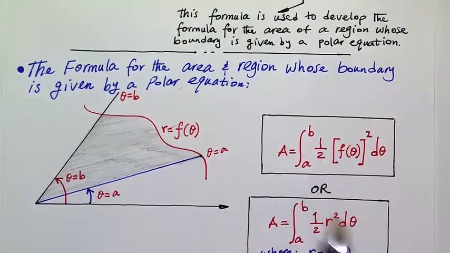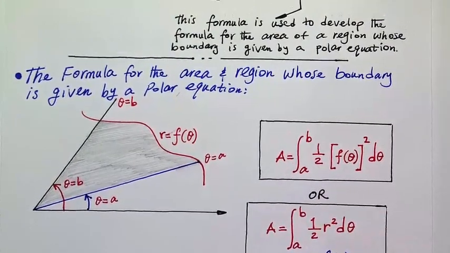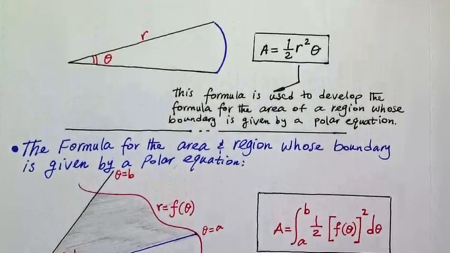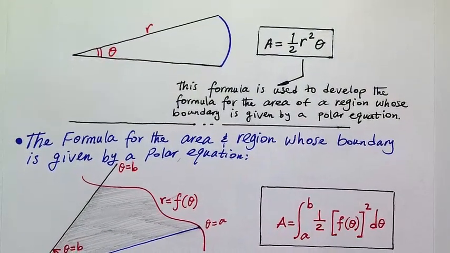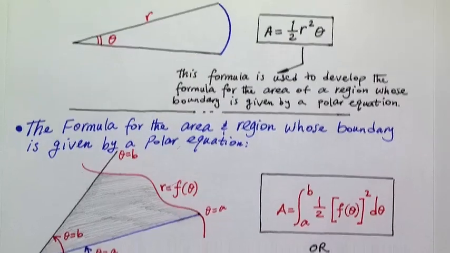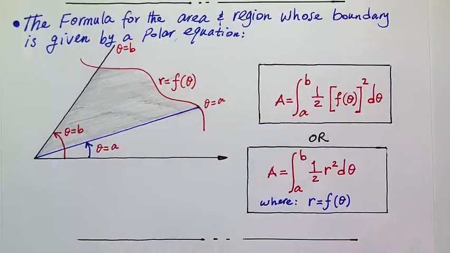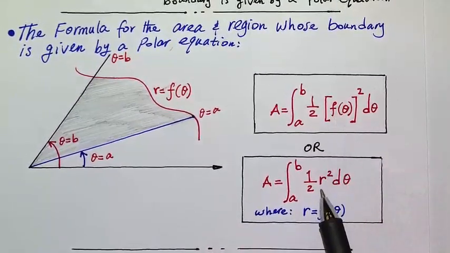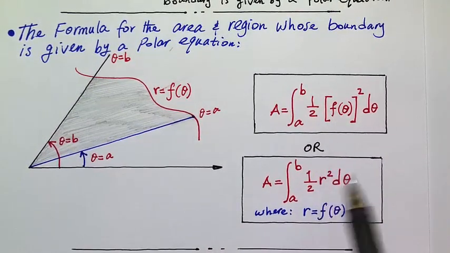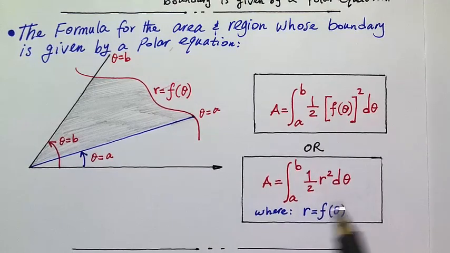and then multiply by 1/2. I'm sure you can see the similarities between this and that formula from basic geometry. Okay, so we can replace that f of theta with just r. These two are forms that you might see in the book or someplace else.